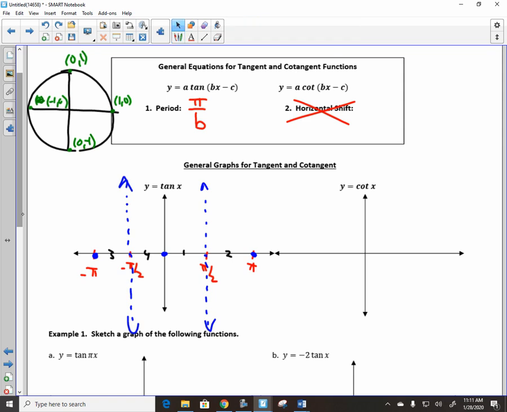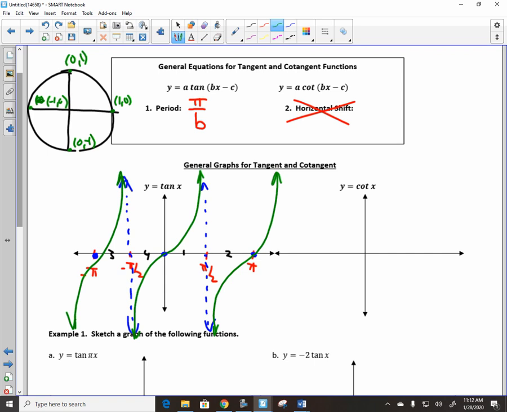Somebody tell me, in the first quadrant, is tangent positive or negative? So therefore, it sits above the x-axis. How about in the fourth quadrant, is it positive or negative? So it sits below the x-axis. And therefore, the graph of tangent has this kind of shape going on. That's what it looks like.